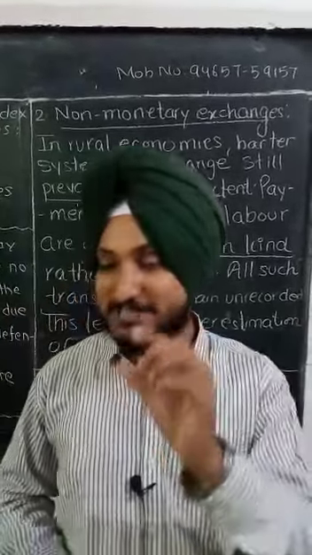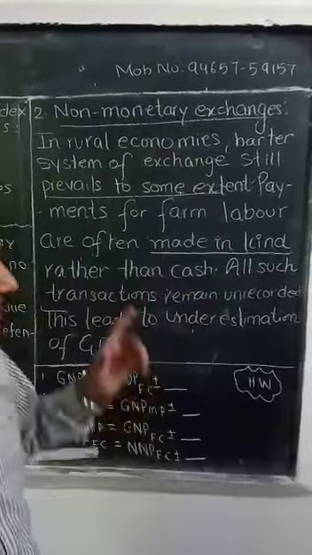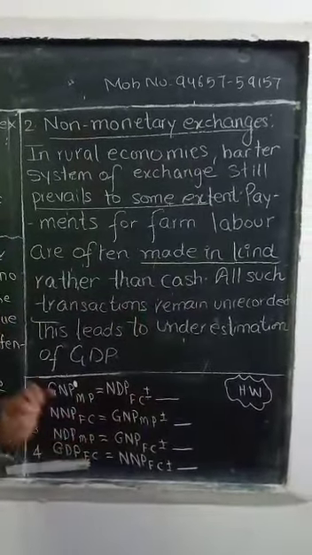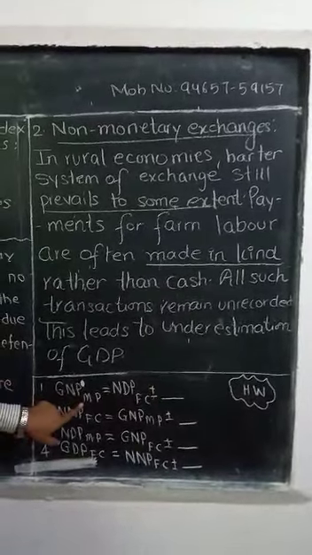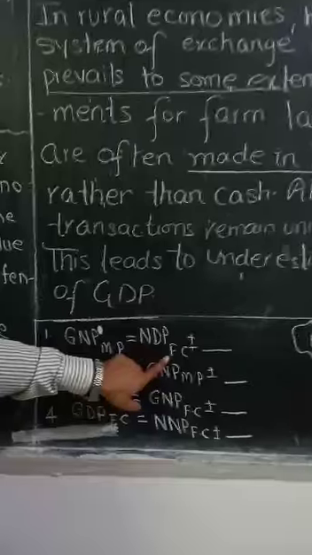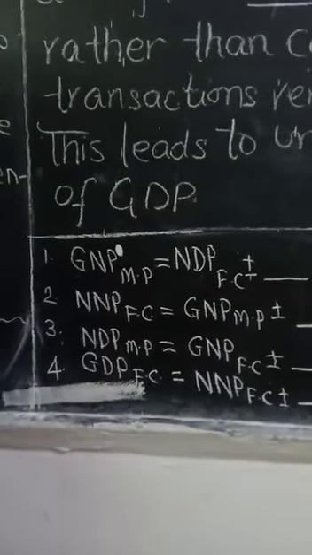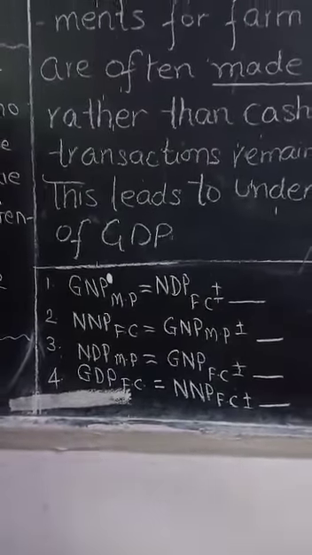Okay students, that was a very small paragraph. Now you can note it down, and this is our small homework for your recapitulation. You are to calculate GNP at MP from net domestic product at factor cost. This is your homework. I will give you the solution in the next video.